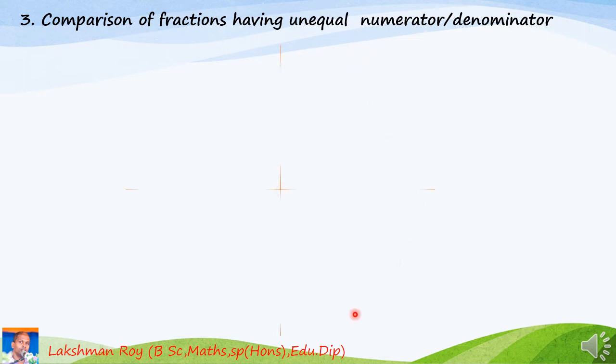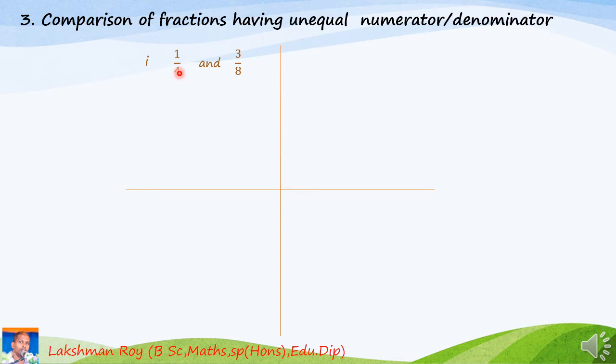See, my first example is 1/4 and 3/8. You can see denominators 4 and 8 are not equal, numerators 1 and 3 are not equal, right? So now I want to compare. To compare, students, you should make the numerator or denominator of both fractions equal. If you make the numerator or denominator equal, then you can compare using the numerator or denominator.